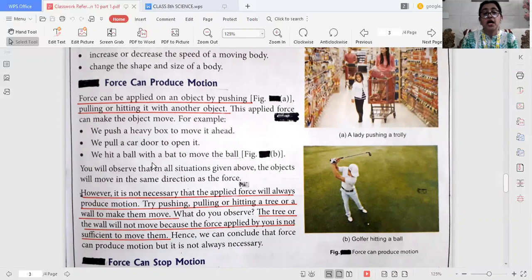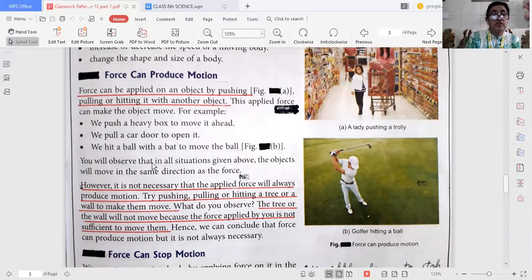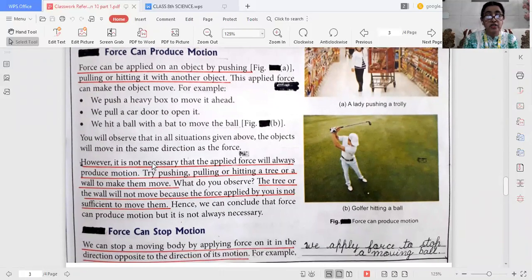If you push a heavy box, it moves ahead. When we pull a car door, it will open. When we hit a ball, it will move. However, there are a few objects which will not move. Which ones? If we try to push or pull a tree or a wall, it will not move because the force applied by you is not sufficient to move them.